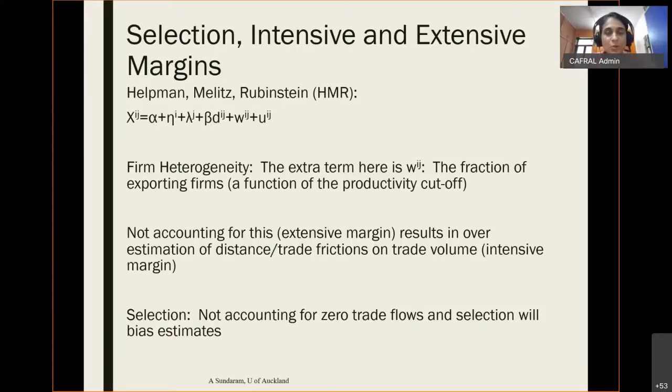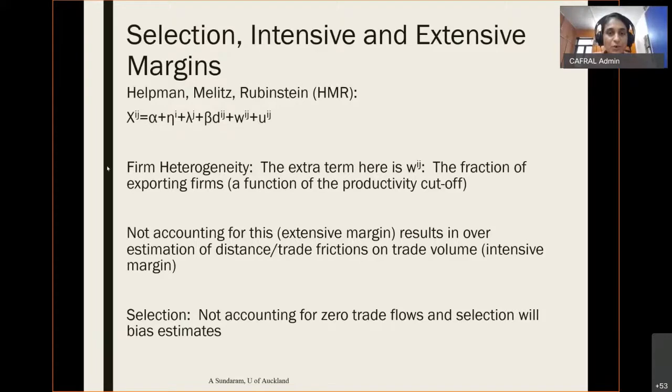Why not? Because what is the reason? So if you go back to the Melitz model, what is the reason that two countries are not trading with each other? One of the reasons they're not trading with each other is that none of the firms in one country have been able to cover that fixed cost of exporting to the other country. That's why you see zero trade flows between those countries, right? So if you don't account for this extensive margin effect, the fact that a certain fraction of firms are exporting to the other country, and that can also be zero if none of the firms jump the cost, then you're actually biasing your estimates on the intensive margin.